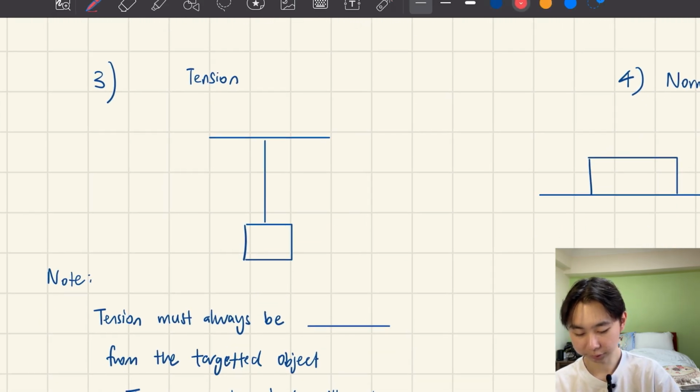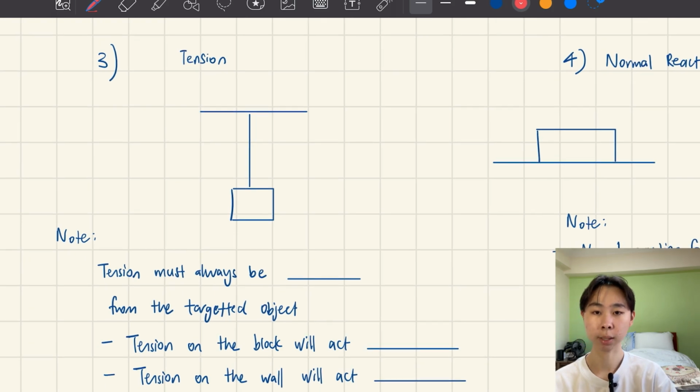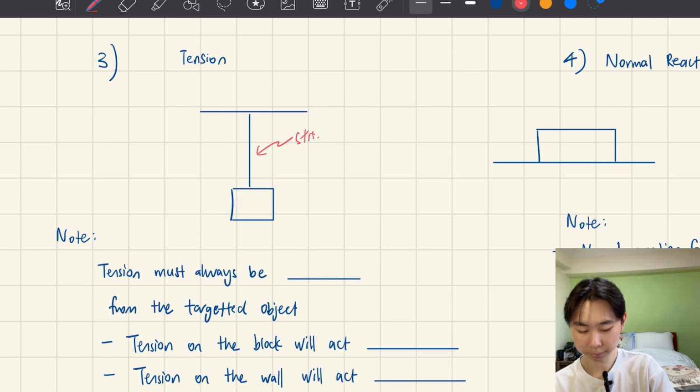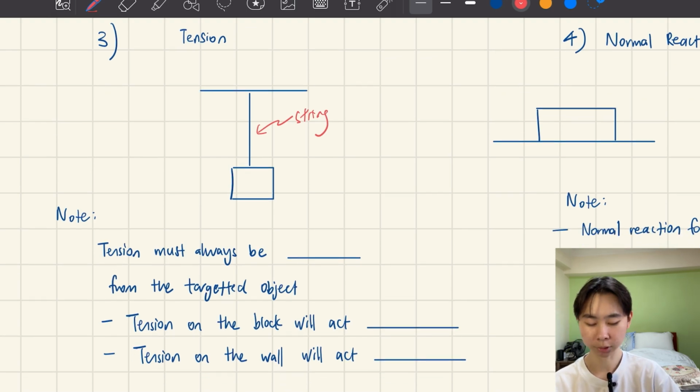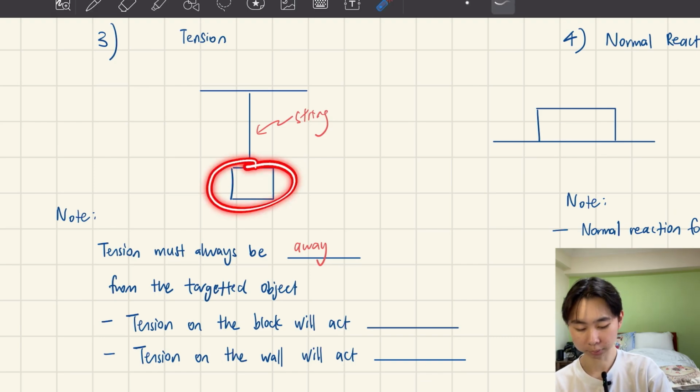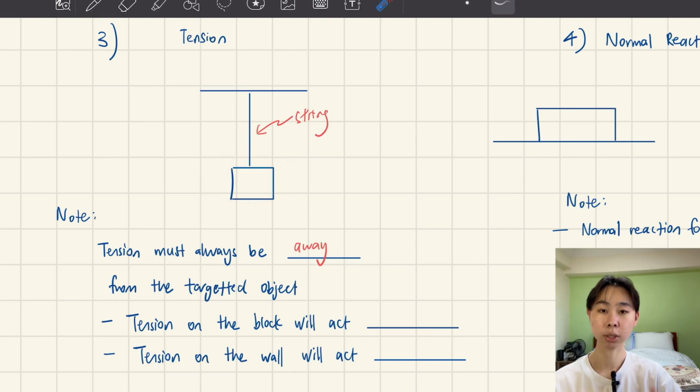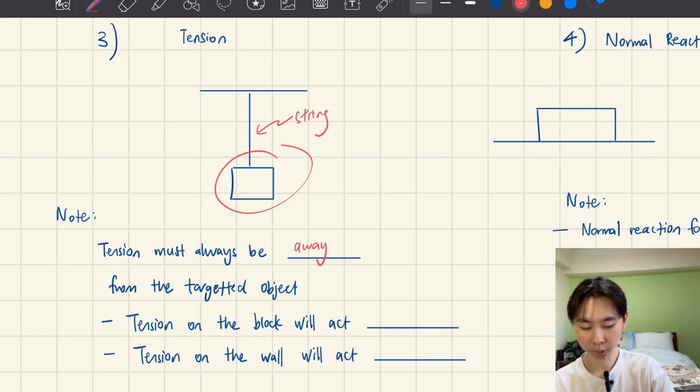Third type of force, this is tension. Tension is present whenever you have a string, whenever you're pulling something. So on this object here, you have tensional force as well because you have this string up here that's attached to the ceiling. There are a few things you need to note for tension. Tension must always be away from the targeted object. What does that mean? So let's say I got this object here, and then I want to find out which direction the tensional force is acting. Just know that the tension on this block will be acting away from the object.